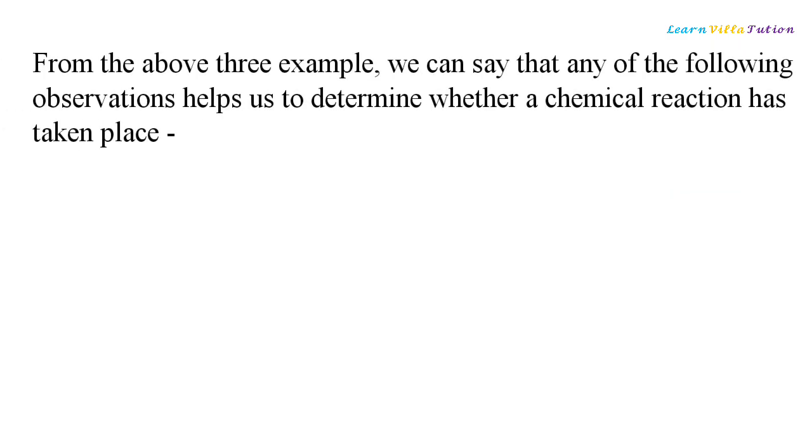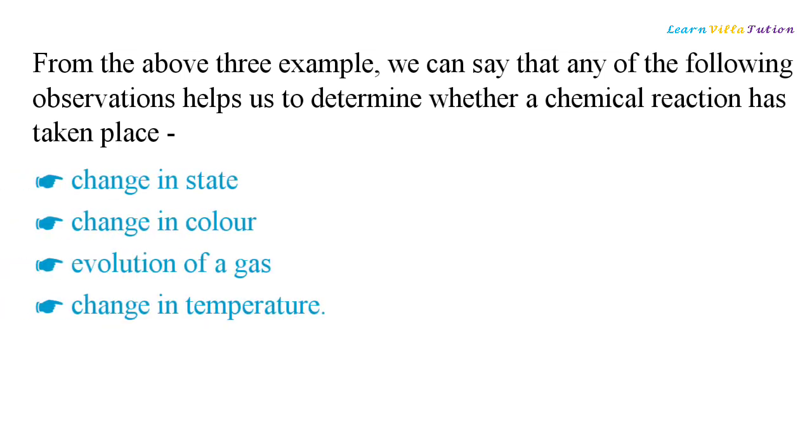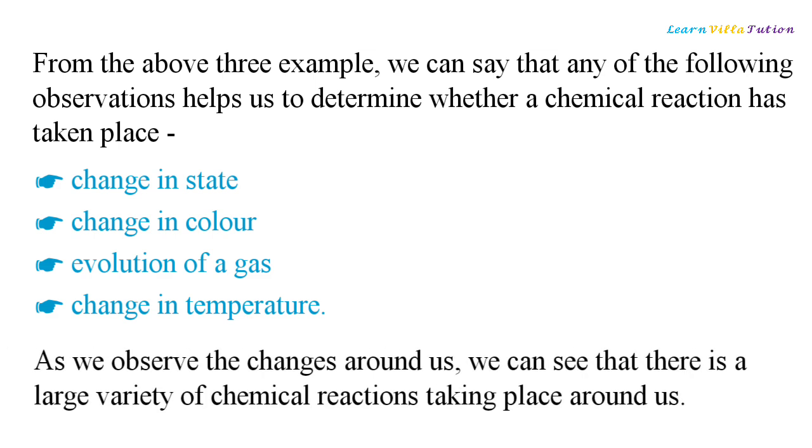From the above three examples, we can say that any of the following observations helps us to determine whether a chemical reaction has taken place: change in state, change in color, evolution of a gas, change in temperature. As we observe the changes around us, we can see that there is a large variety of chemical reactions taking place around us.